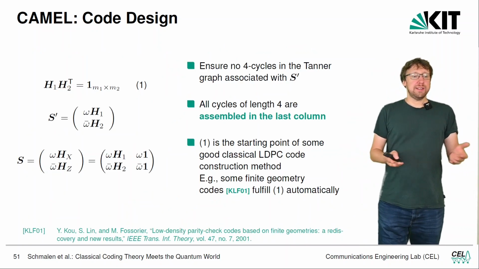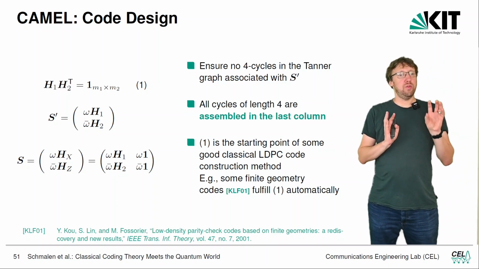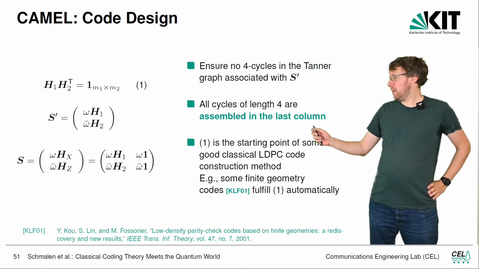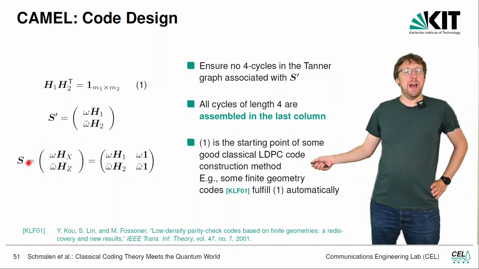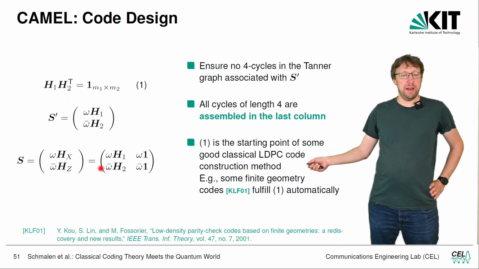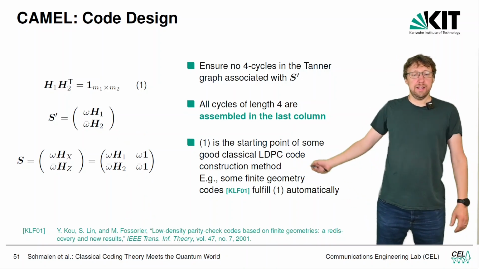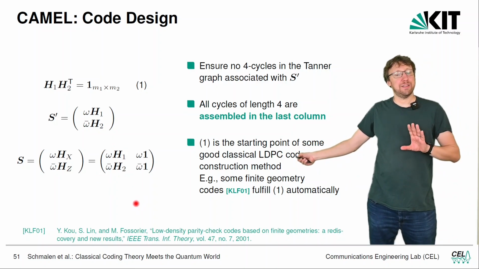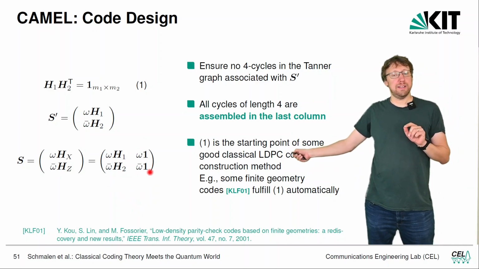So this ensures essentially that we have no 4 cycles in the Tanner graph associated with the code h1 and h2. So we have an S prime, which is the code belonging to h1 and h2, and S is then given by S prime followed by a column of scaled 1s. So what that means is that in this part of the parity check matrix, we have no cycles of length 4, and all cycles of length 4 that we have are concentrated and assembled in this last column.